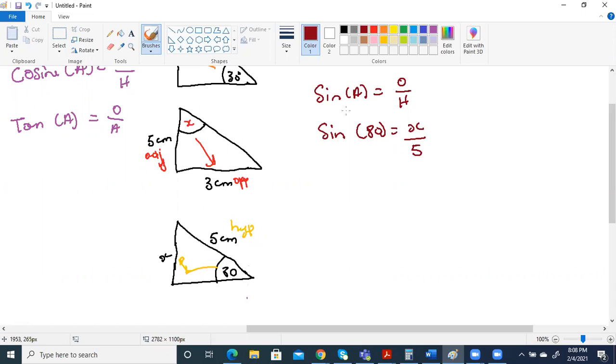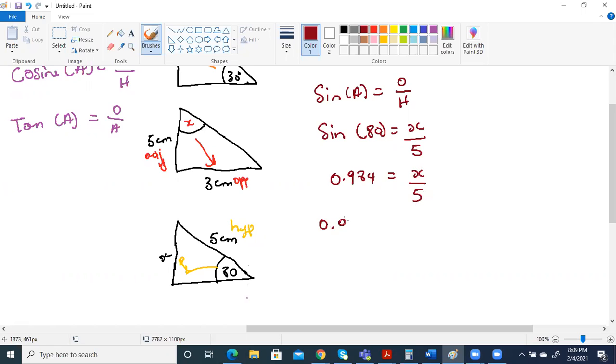Sine 80 is 0.984. So this is 0.984 equals x over 5. So I'm interested in finding this x. So I'm going to bring over this 5 here. And since it's being divided, when I carry it over, it's going to be multiplied.